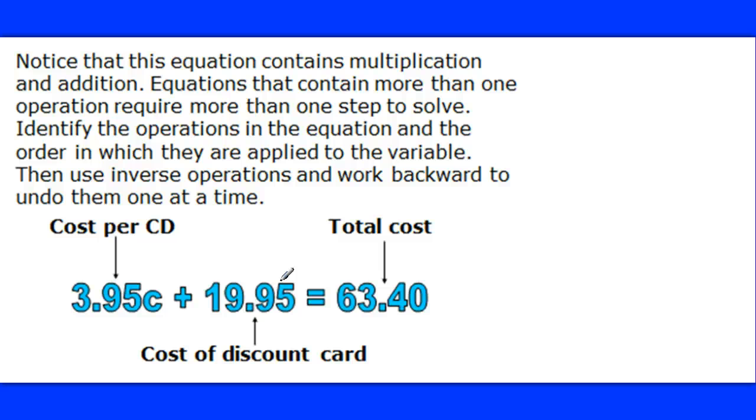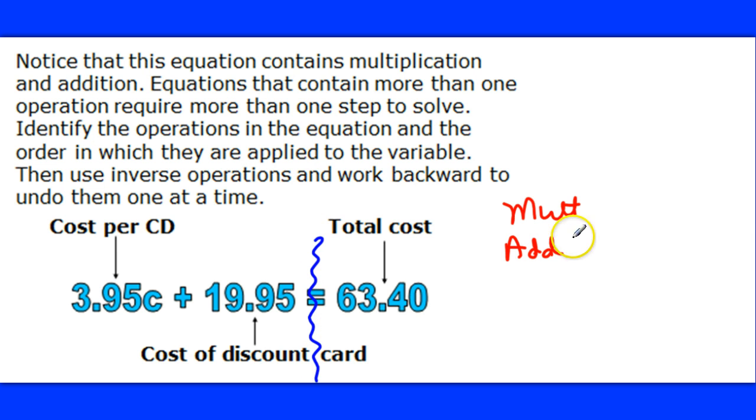So if we look at this, if you were to put a value in for C, the first thing you would do is multiply it by the 3.95. Then you would add the 19.95. So to solve this, we're going to do the inverse or the reverse of it. You can still use the wall theory here.